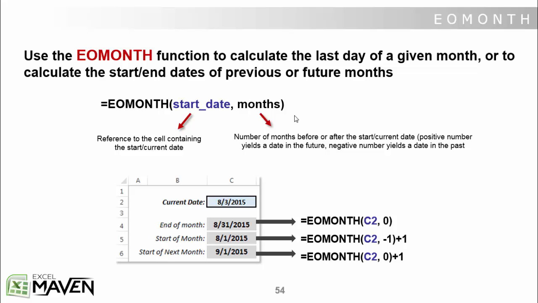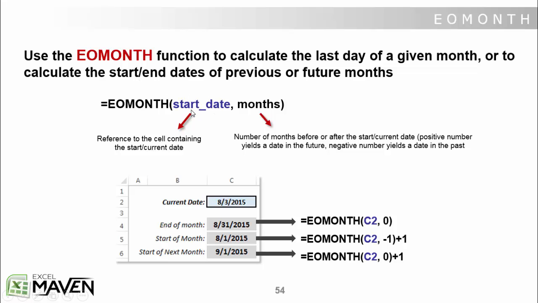Next up, we have the end of month or EOMONTH function, which calculates the last day of a given month. It can also be used to calculate start or end dates of previous or future months as well. So syntax-wise, just two components to this formula.